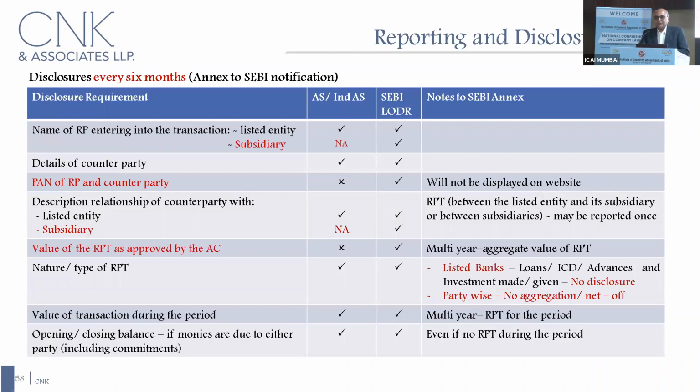Reporting, this is the format which I said is there. So disclosures every 6 months, which is the annexure to SEBI notification. So you just see the list of disclosures: name of RP, listed company or the entity detail. Now, whether that disclosure is applicable under IND AS or not, and what is the disclosure required under SEBI. In SEBI, everything is applicable. Some of the things are not applicable under IND AS also. SEBI is, as I said, going overboard in disclosures also, as well as getting approvals for various transactions.